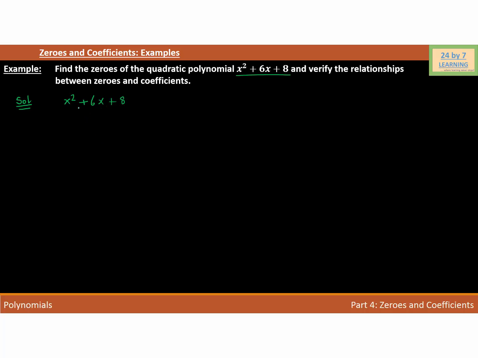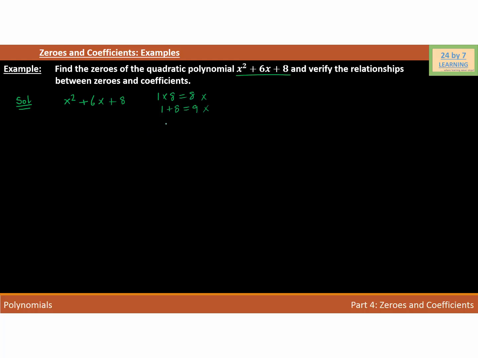If we look closely, we need to find the factors of this quadratic expression, where if we multiply the coefficients we should get 8, and if we add, we get 6. I can think of some factors such as 1 times 8 is 8, but when I add 1 plus 8, I will get 9. So basically I cannot consider these factors. I need to find something else.